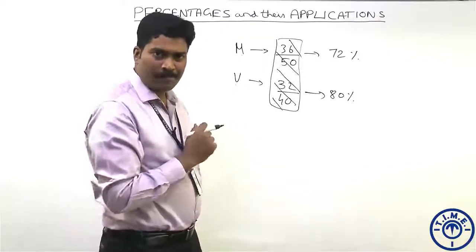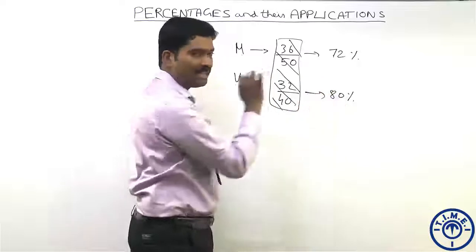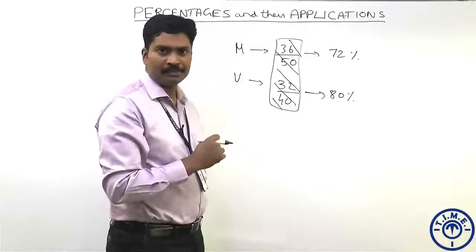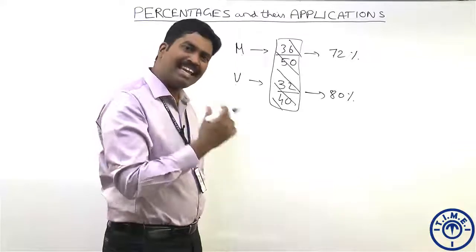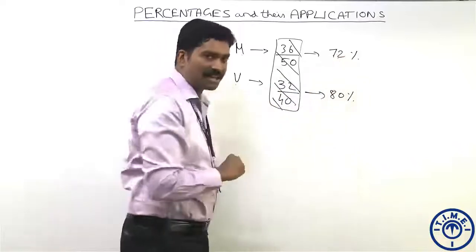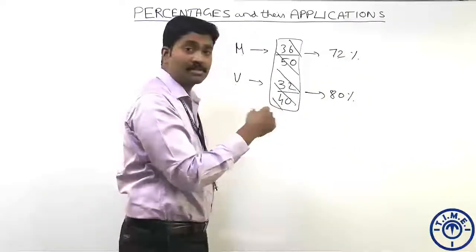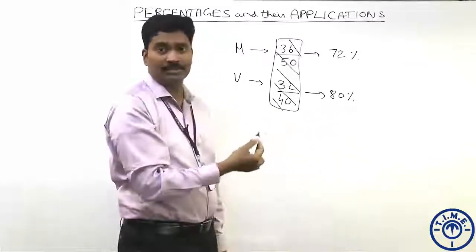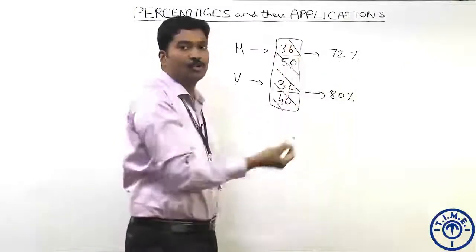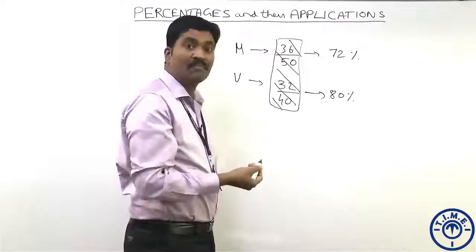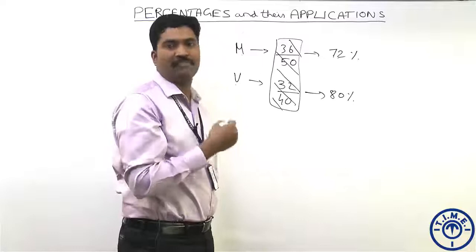Is it possible? Based on the 72%, 80%, can we actually say who got more marks? We can't, right? Now, why can we not? Because this can be 72% out of 100 or this can be 72% out of 200. We don't know. Vijay's exam could have been for 100 marks and Mohan's exam could have been for 200 marks. It could have been for 300 marks. It could have been for only 50 marks or it could have been for 25 marks.